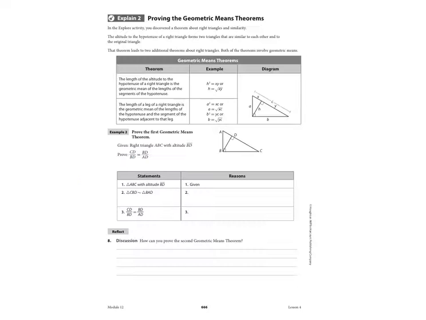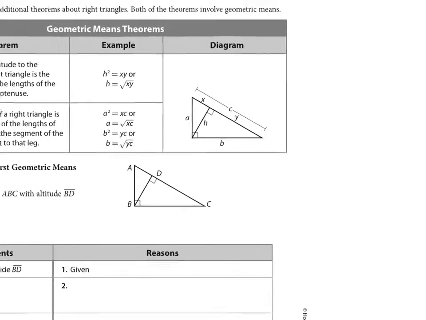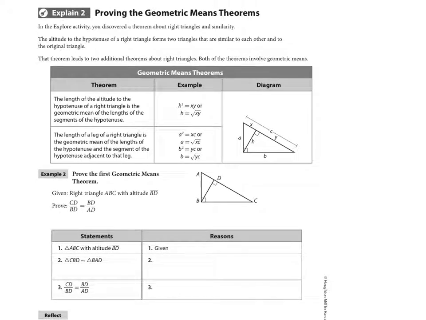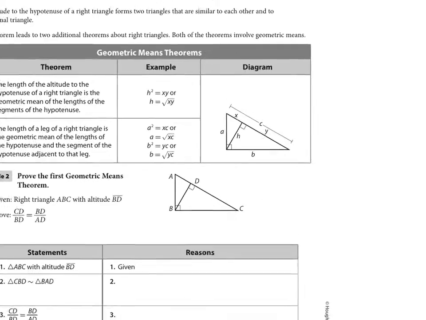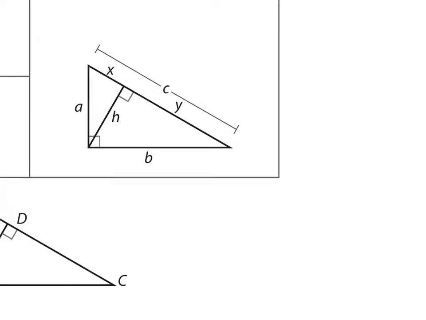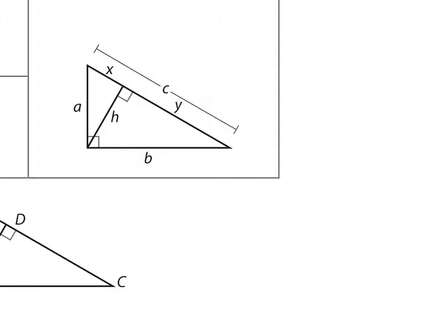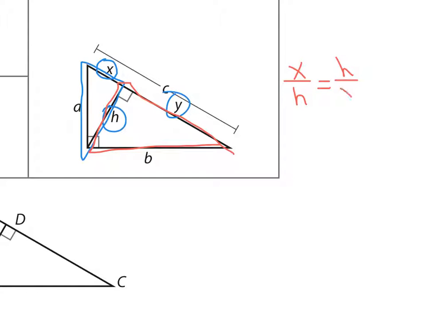So on the next page, it has this diagram about using the geometric means to find pieces of a triangle. And the way we do this is simply looking at these three numbers. And if you look at the triangles, we have this triangle, and we have this triangle. And our proportion ends up to be x is to h as h is to y.